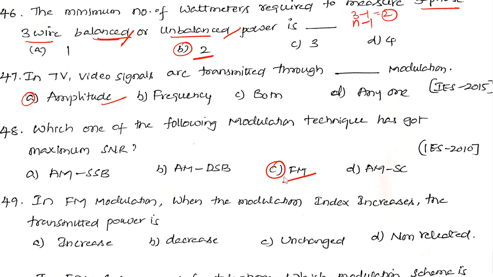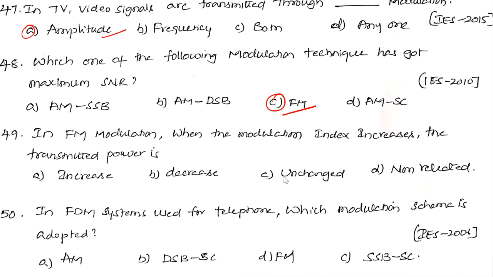And the next one, in frequency modulation, when the modulation index increases, the transmitted power is: increases, decreases, unchanged, not related. So the answer will be that it is unchanged. The modulation index changes but the power transmitted is not going to change here.